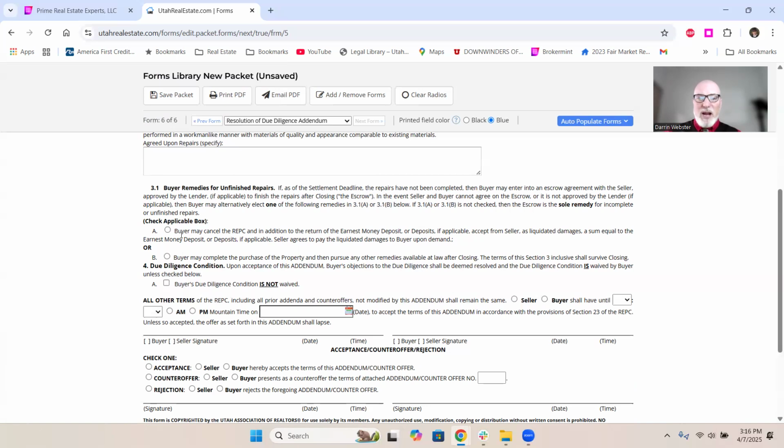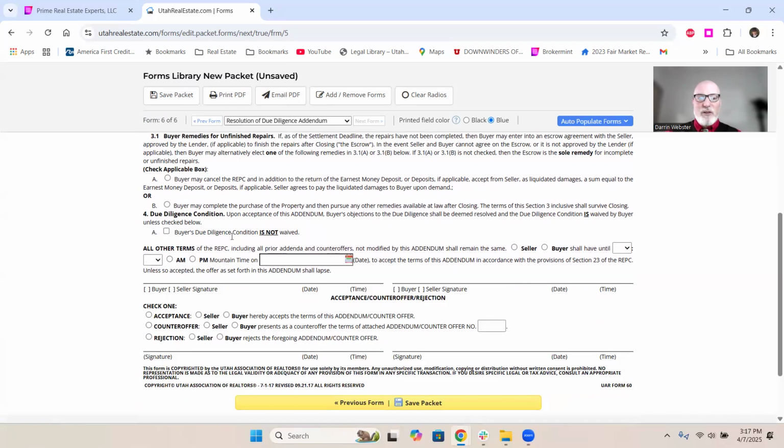But notice that the buyer may cancel the REPC in addition to the return of earnest money deposits if applicable, or the buyer may complete. If the seller doesn't get it done, the buyer can mark, hey, if you're not done by settlement, I'm walking away because I'm not going to be able to buy it, and I'm getting my earnest money back, or we'll go through with it, but then I'm still going to have to follow through with you on how that's going to be paid for.